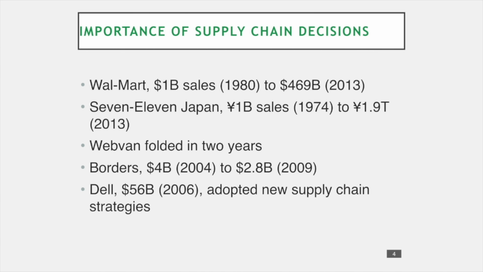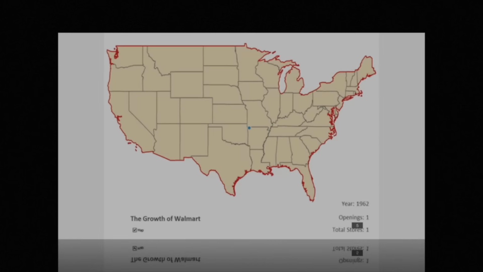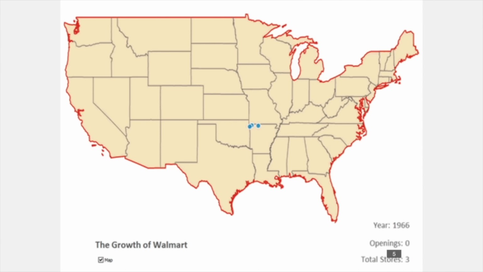Success or failure of any supply chain is dependent on how it has been designed and how well flow of products, information and funds are managed. So let's look at a simulation about the growth of Walmart stores in US. Starting in year 1962, you can see that slowly they opened many new stores.